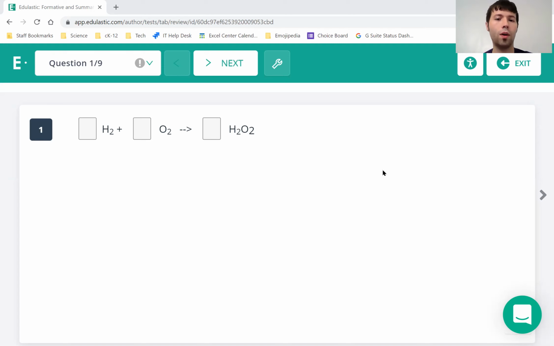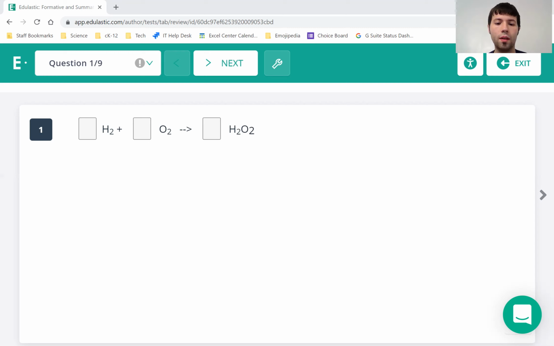For example, if I want to combine hydrogen and oxygen to get hydrogen peroxide, I need to know how many grams of hydrogen and how many grams of oxygen I combine without having anything left over. So that's why this is important. That's why we do it. So let's just go through some steps on how to balance a reaction.